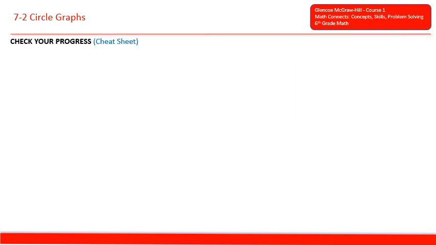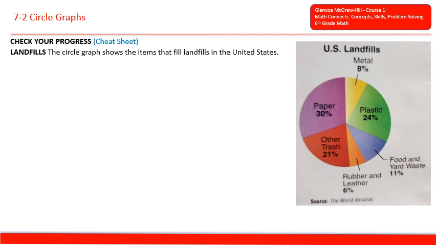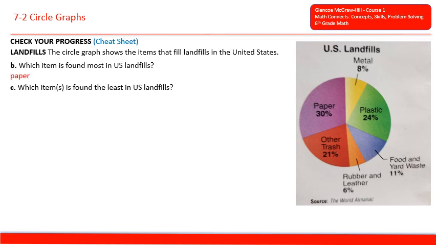Check your progress. So we're going to analyze another circle graph, and this one shows items that fill landfills in the United States. We are a very wasteful society of people. Which item is found most in U.S. landfills? So if we're looking at this, the largest one is paper. And which item or items is found the least in U.S. landfills? So the smallest percentage appears to be rubber and leather at 6%.